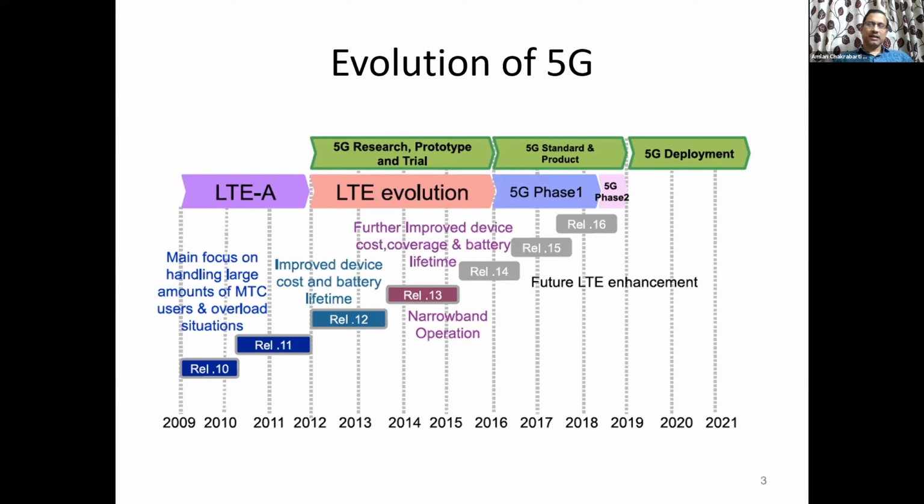Another one is common applications which require a good amount of bandwidth, like your normal mobile usage. You're uploading a video, you are seeing a movie, you are seeing a live match, you are doing a video call.